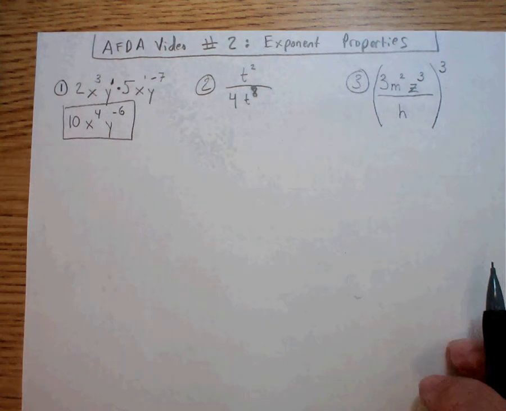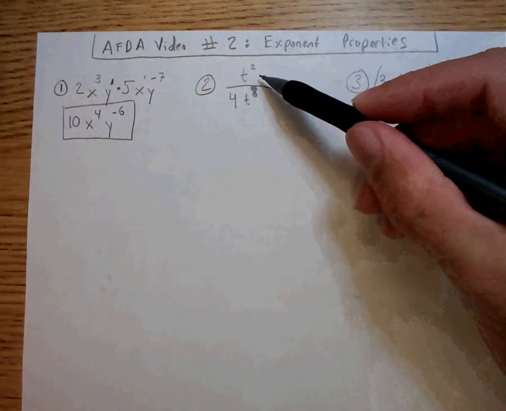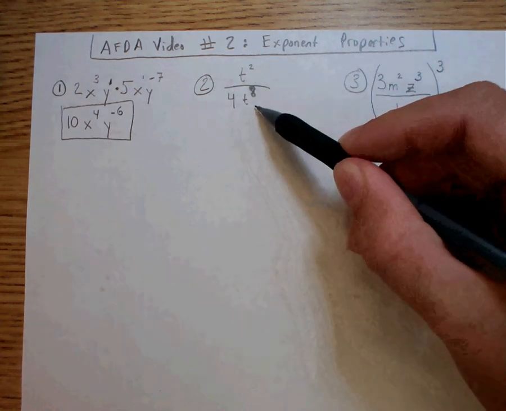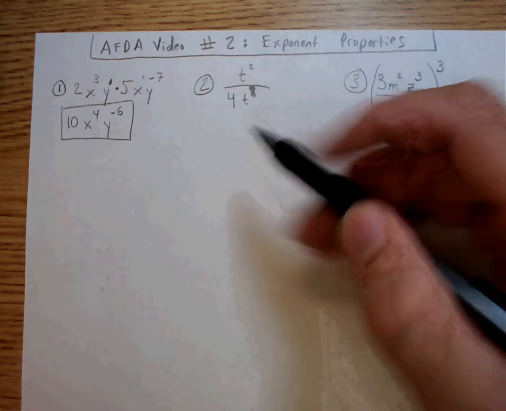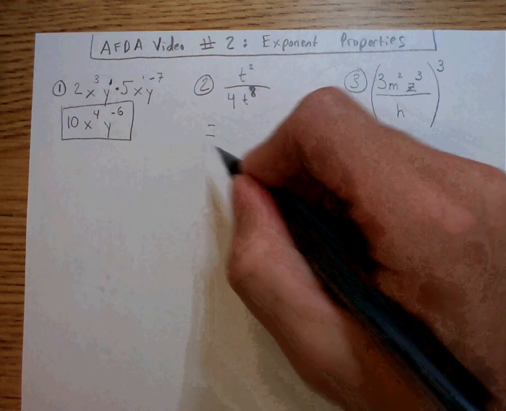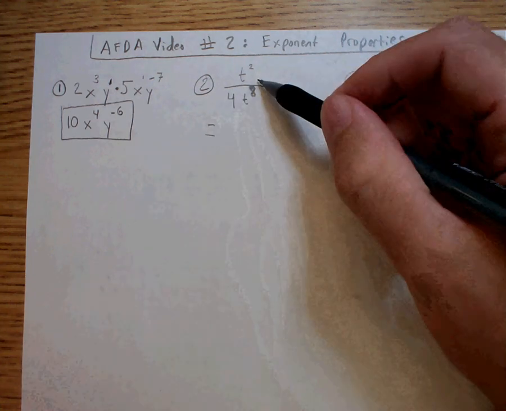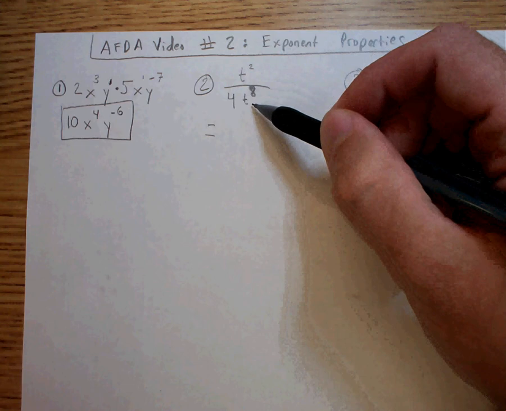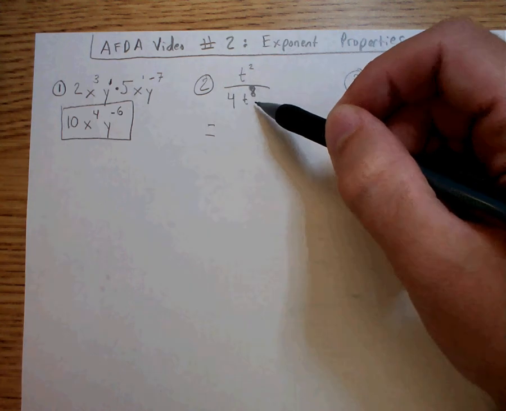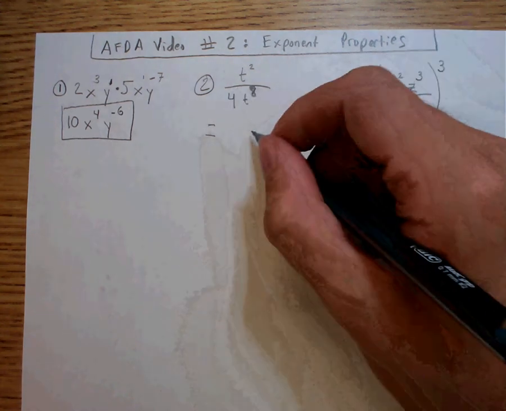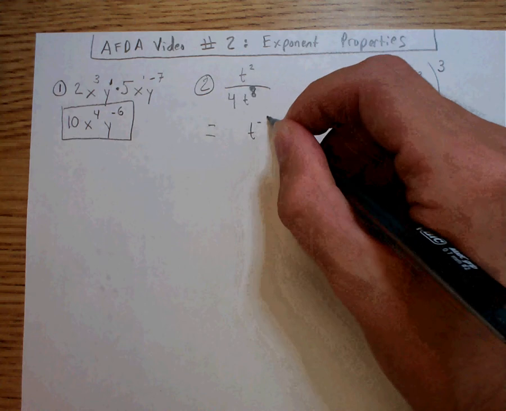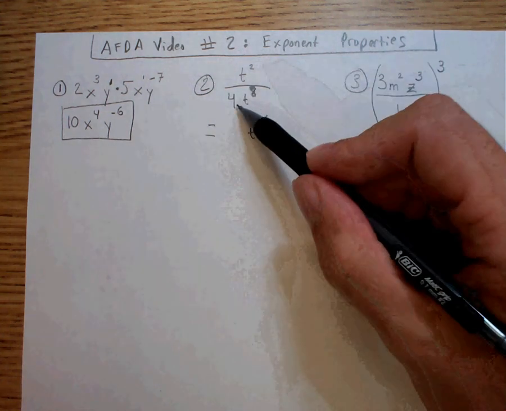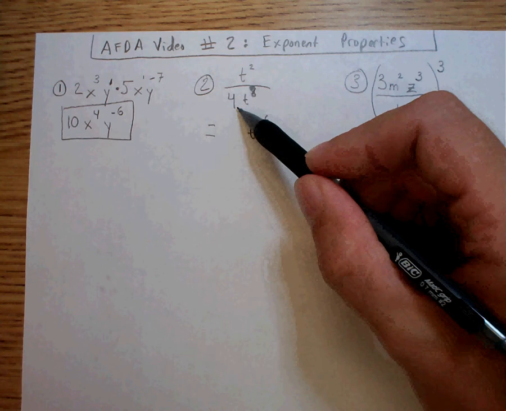Number 2. We have t squared all divided by 4t to the 8th power. Let's see what this is equal to. Well, when we divide like bases for the t's, we subtract their exponents. That would give us t to the negative 6th power. But then what about the number? We just have a 4 on the bottom.